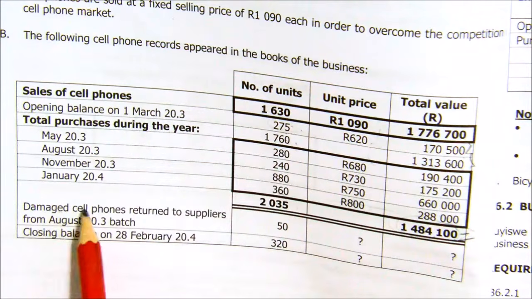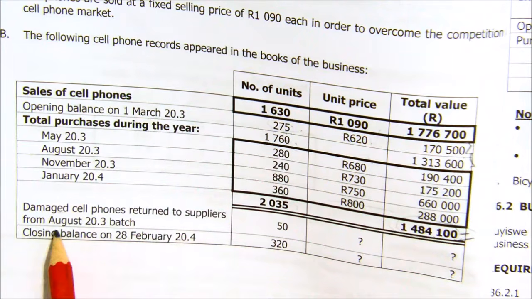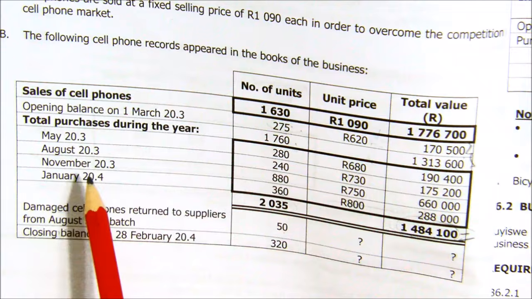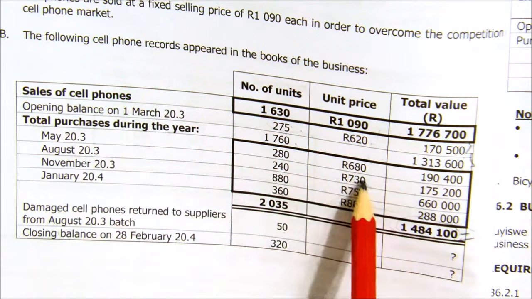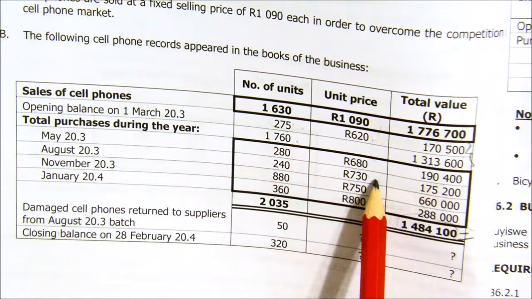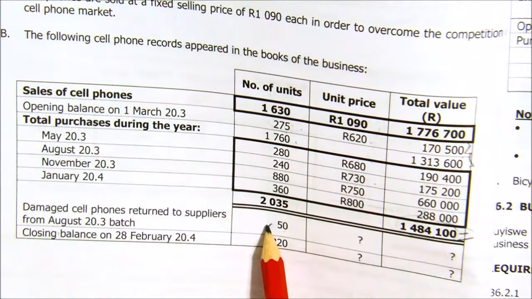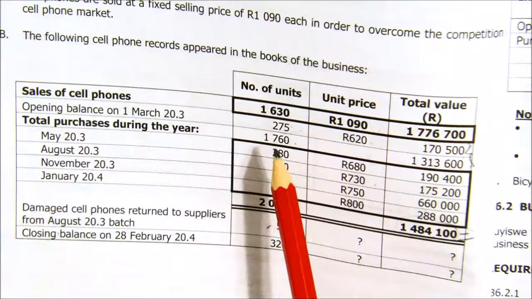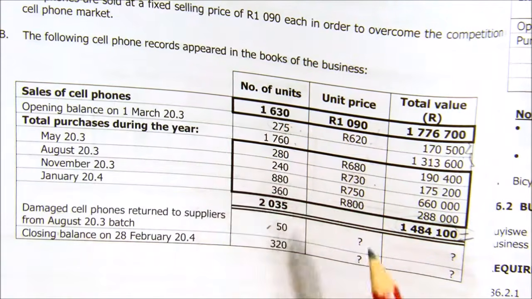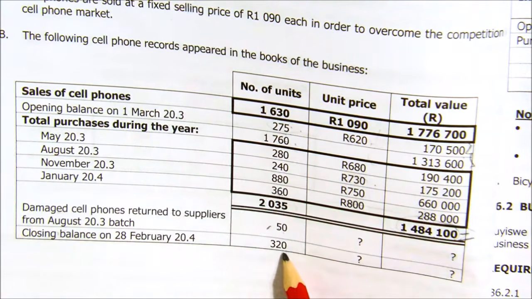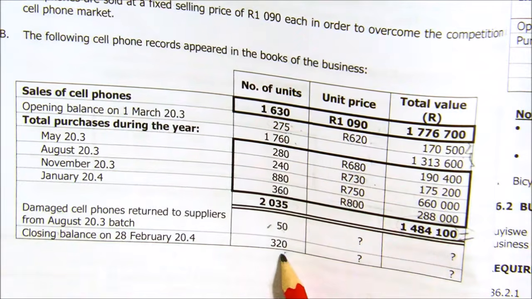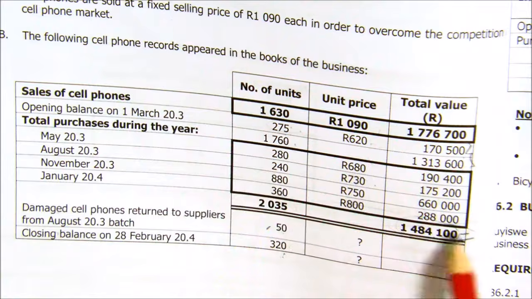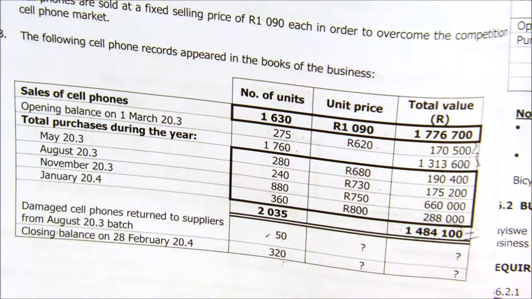There are some damaged cell phones that have been returned to the suppliers, and there were 50, and that came from August. So if we look back to August, that's 730. Now we don't have that 50, so we're going to have to minus it away. We're working out the average price of what we've got. And we're told that we've got 320 units left over. So I want to value this 320, getting an average price of the units that I had.